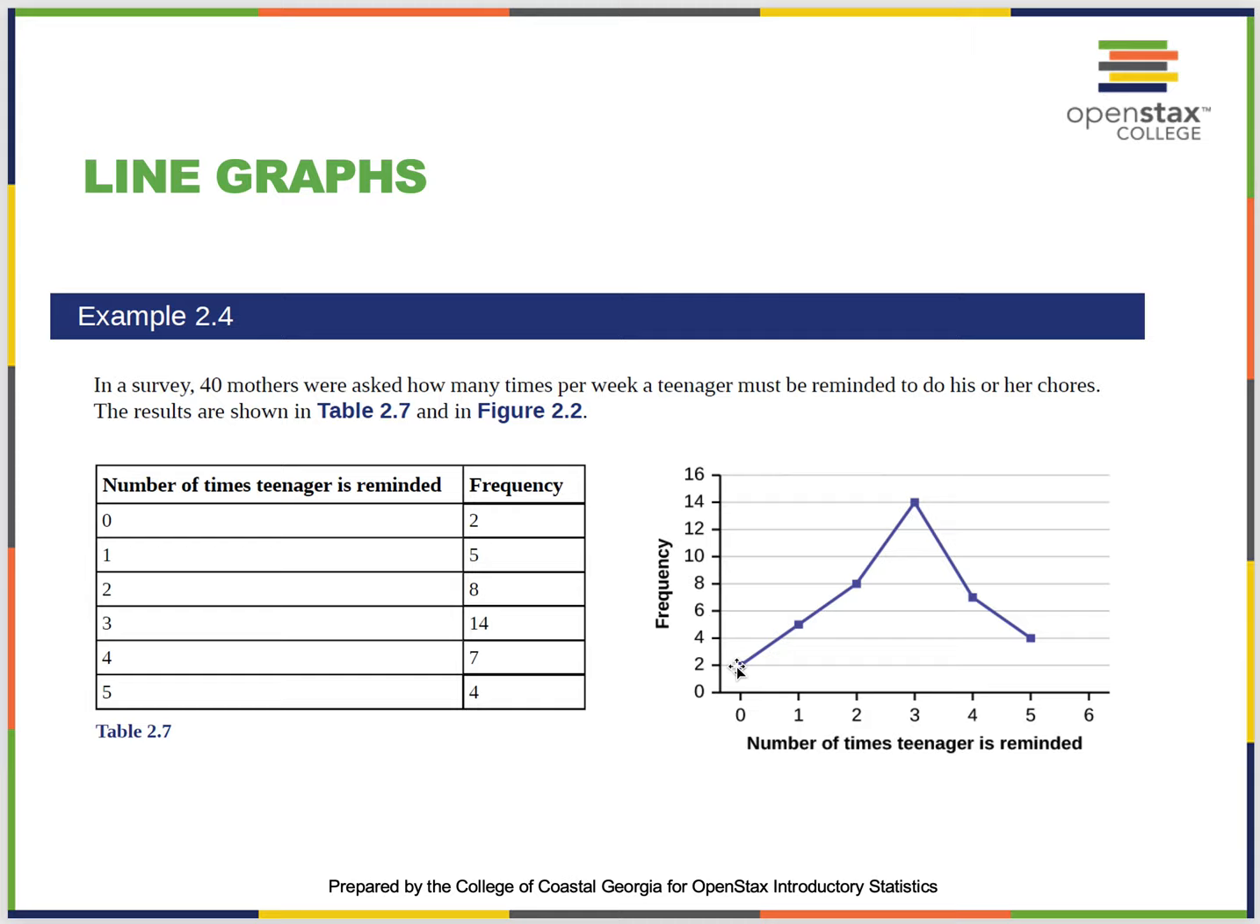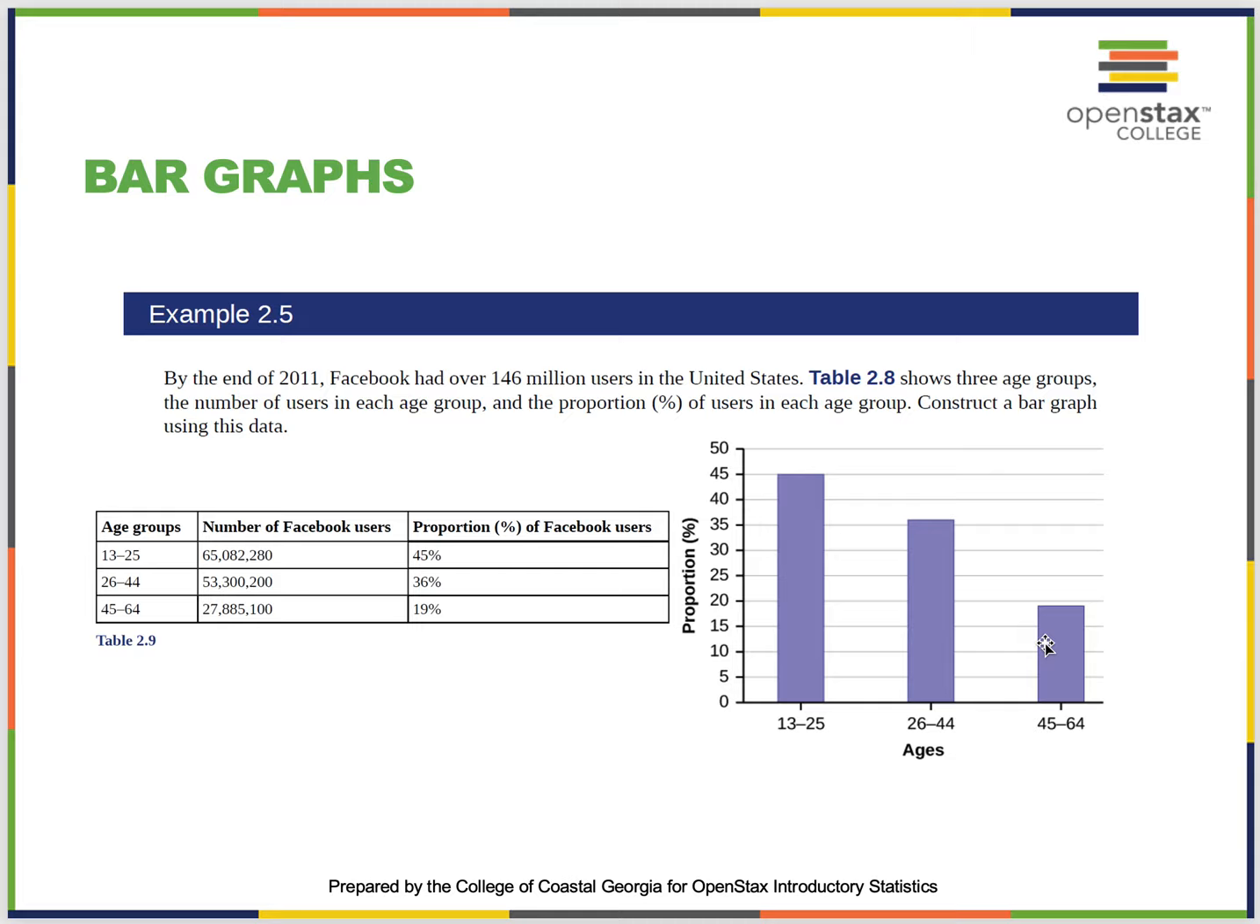So what they just did, instead of drawing a histogram, they drew it as a line plot where frequency is the y-axis and the number of times a teenager is reminded is on the x-axis. And you have a graph that looks like this. Okay, fine. We could have done a histogram as easily of that.